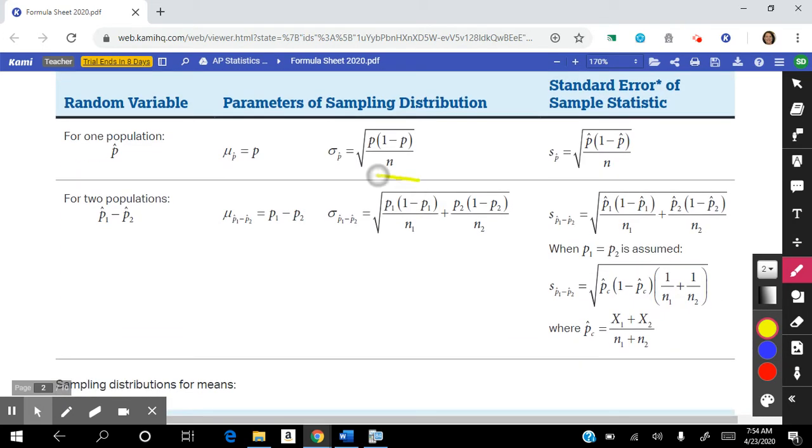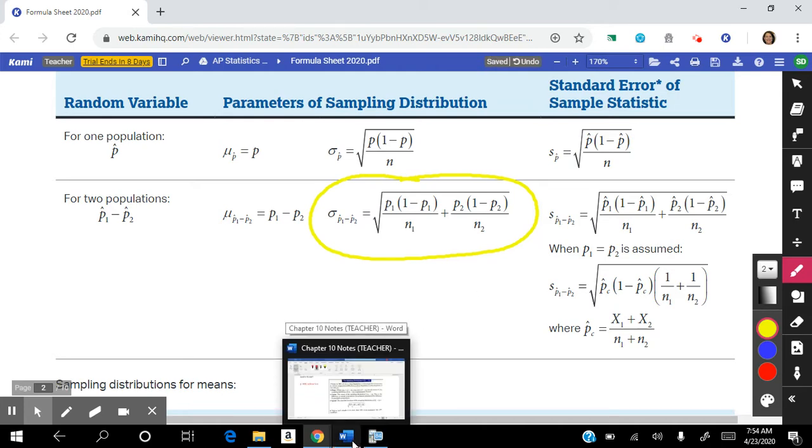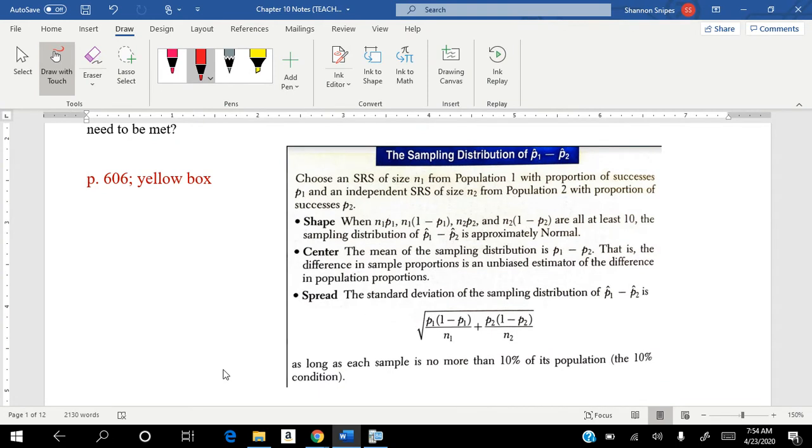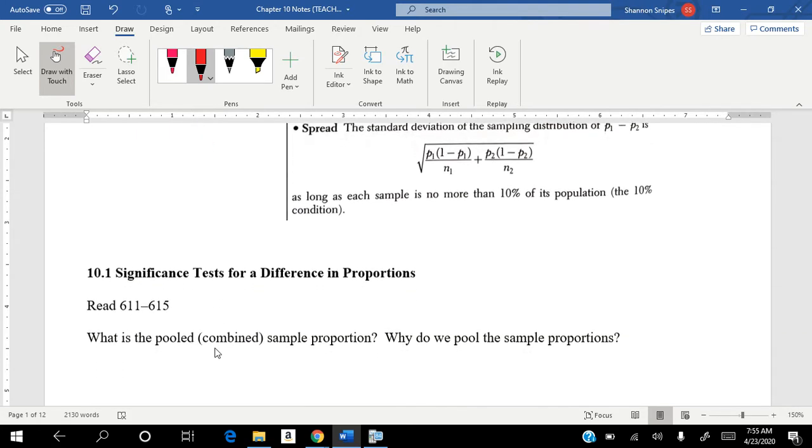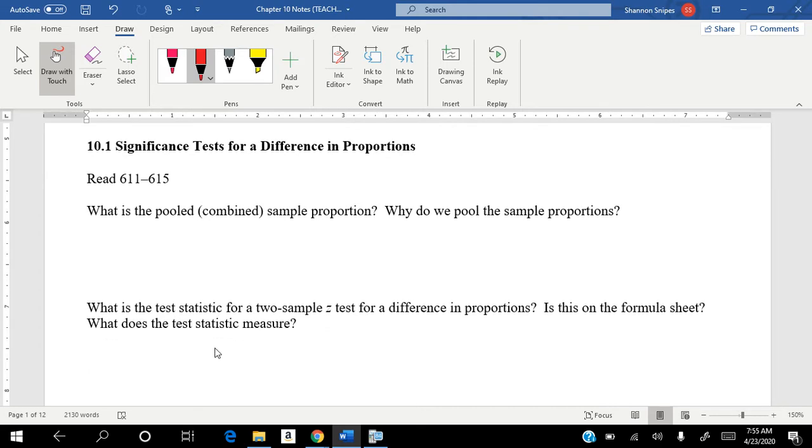For proportions, there is the formula that I just showed you. So you don't have to worry about memorizing it or remembering it. You just need to know where to find it. And we do have a condition here, of course, the 10% condition. This is what verifies independence for us. Now there is a little different thing we need to talk about: the pooled or combined sample proportion, and why we're going to have to pool proportions.